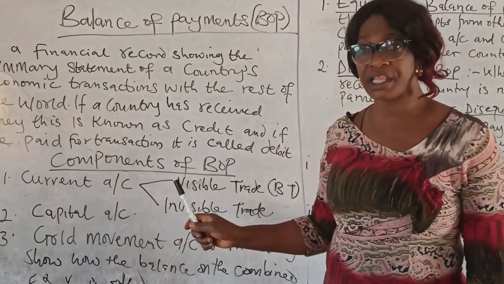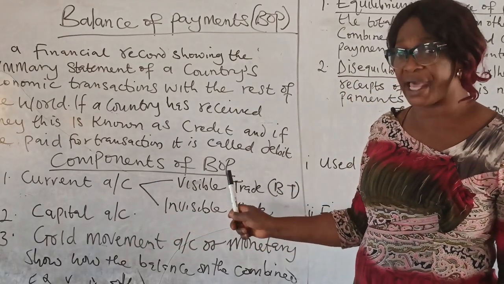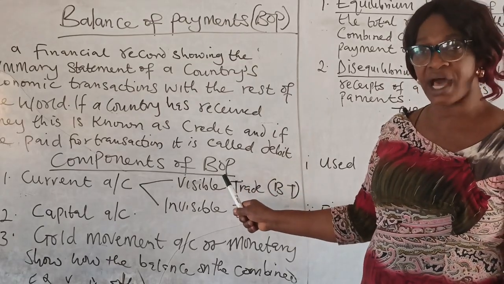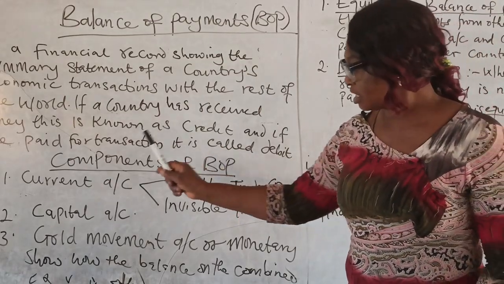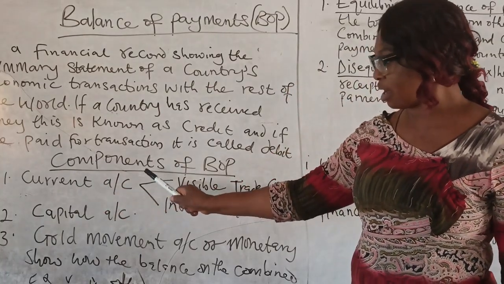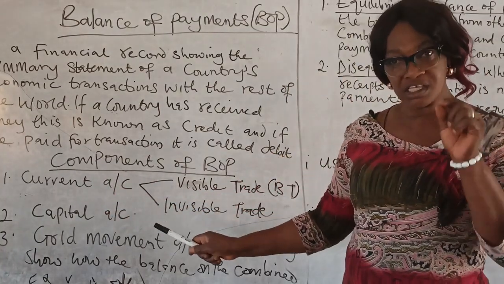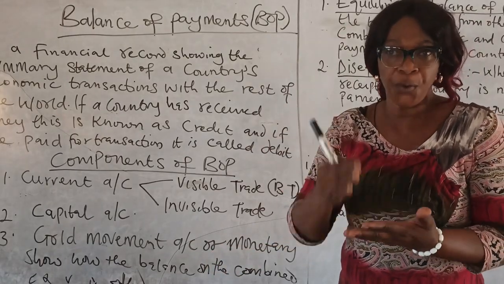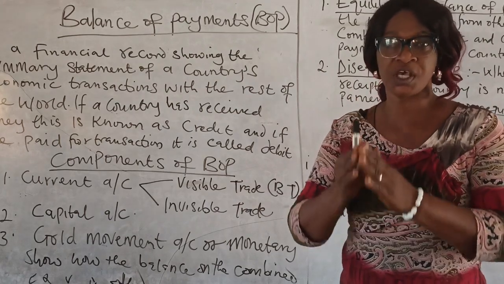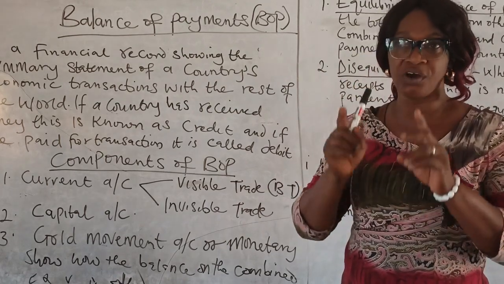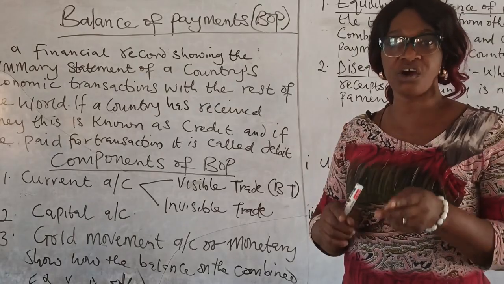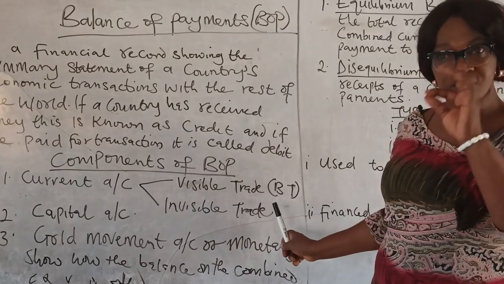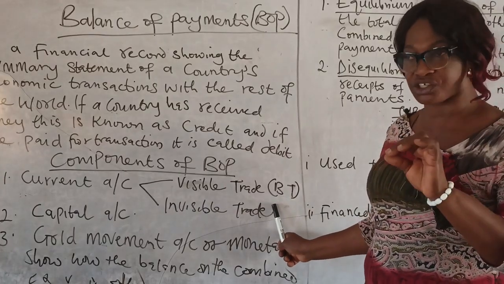Okay, remember what we are talking about? We are talking about the components of balance of payments. And I told you that they are of three types. Number one, current account. And what is current account? It is an account that talks about the goods and services produced in a country over a period of time. And it is of two types. One, visible trade account. Those things that we can see, we can touch.